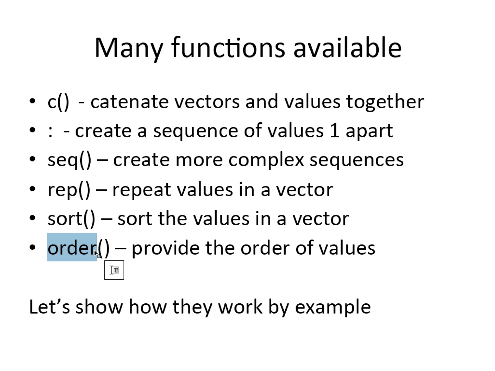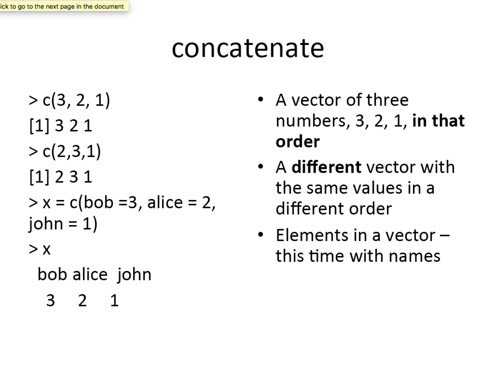Okay, so let's do some examples of this. C of 3, 2, 1, concatenate 3, 2, 1 together into a vector. All that happens is you see 3, 2, 1 appearing in that vector. Concatenate 2, 3, 1, you get 2, 3, 1. So R is very respectful and tries to obey the order that you want and tries to create that vector that you want. Concatenate Bob equals 3, Alice equals 2, John equals 1. So it understands those as names. If you want to have names associated with the values, you could do it that way using concatenate.